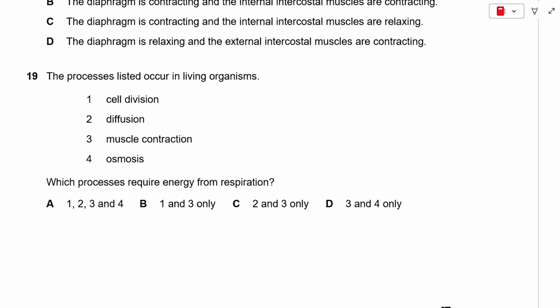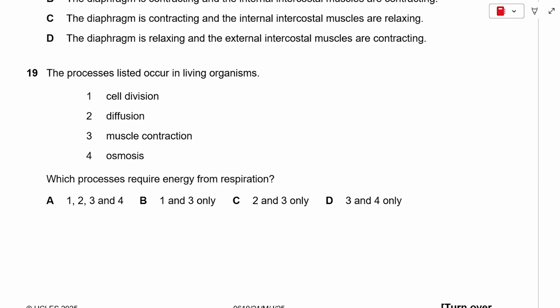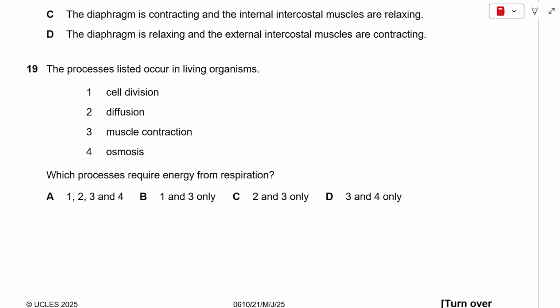The processes listed occur in living organisms. We have cell division, diffusion, muscle contraction, and osmosis. Which processes require energy from respiration? All right, so cell division is one of the processes, mitosis and meiosis. They use energy, but diffusion is just movement from high concentration to low concentration. It doesn't use energy at all.